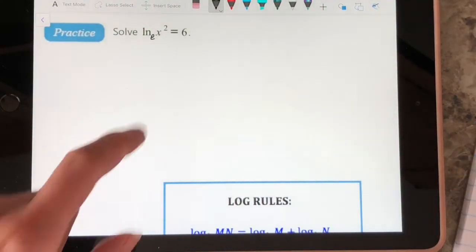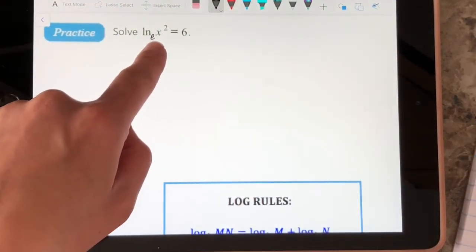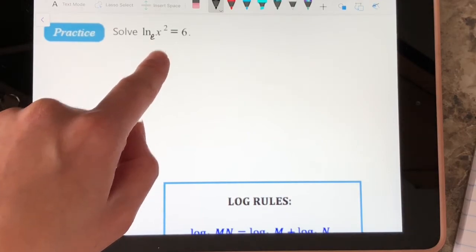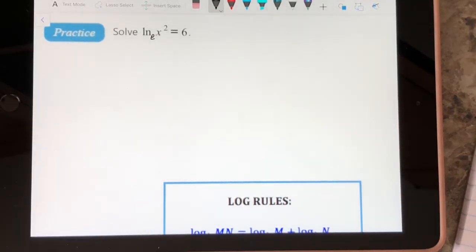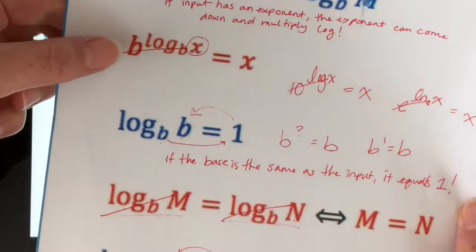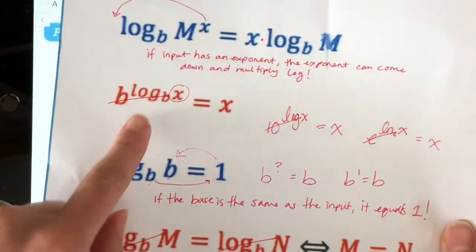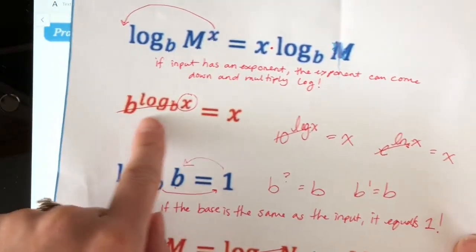I look at my log rules. I have it right here next to me. You have it in your notebook. And I say, where is my x stuck? Well, right now my x is stuck once again in an input. Well, the only rule that tells me how to get an x out of the input is that exact same rule that we just used.